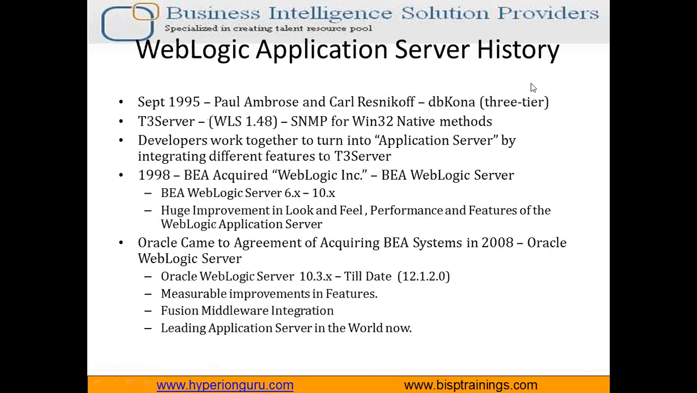Okay, this is the history. It was founded in 1995 by Paul Ambrose and Carl Resnikoff. It was called DB Kona initially. DB Kona was considered to be a 3-tier application server, something like that. After that, it was renamed to T3 server, right? The WLS 1.48. Currently, we have 12.1.2 now. At that point of time, T3 server was named 1.448, and SNMP was involved in that. SNMP was introduced for 32 native methods. SNMP is Simple Network Management Protocol, which is for managing the application, managing the process of the WebLogic server.